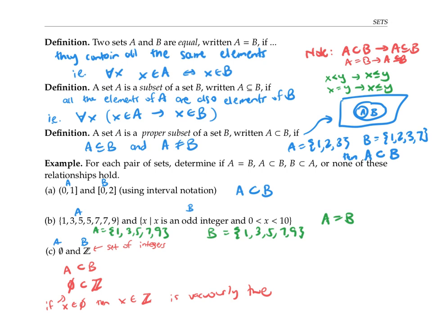Another way of thinking about this is that all elements of the empty set are in Z because there are no elements of the empty set. In fact, the empty set is a subset of any set S, and the empty set is a proper subset of any set S if S is not itself the empty set.